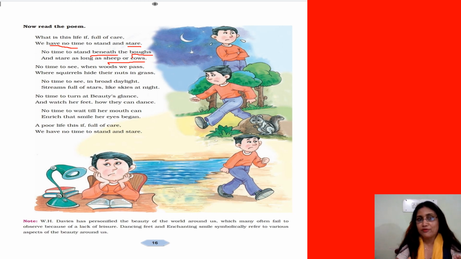Like, we do not have such time to just sit and laze around and enjoy leisure time, whereas the sheep and cows do. No time to see when woods we pass. Even when we are crossing the most beautiful part of nature, jungles. Woods means jungle. We are unable to enjoy the beauty, the wonderment of nature, because we are so engrossed in ourselves, we are so busy in ourselves.